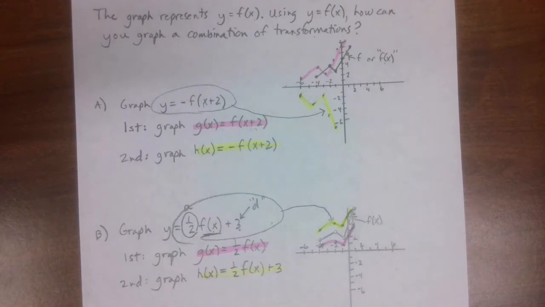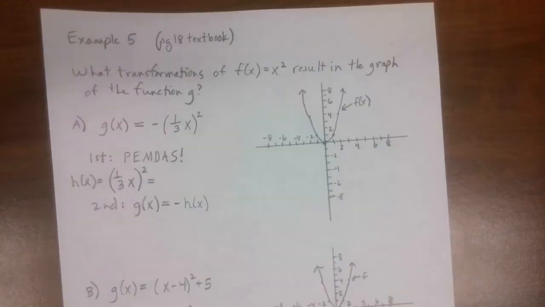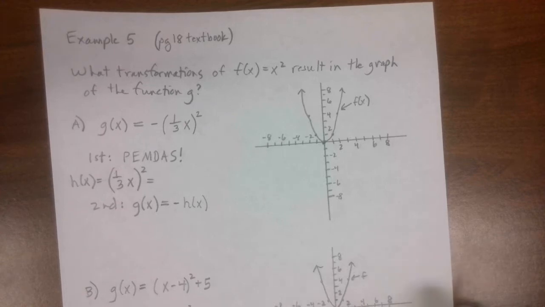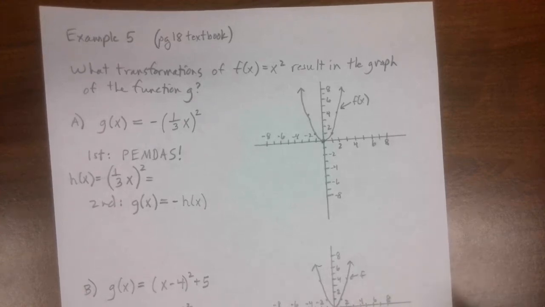All right, there's example 4. Same stuff you've been doing, just looks a little bit more complicated. Next example, example 5 from page 18 in your textbook. This one's a little easier than the last one, I think, because you're used to this one.